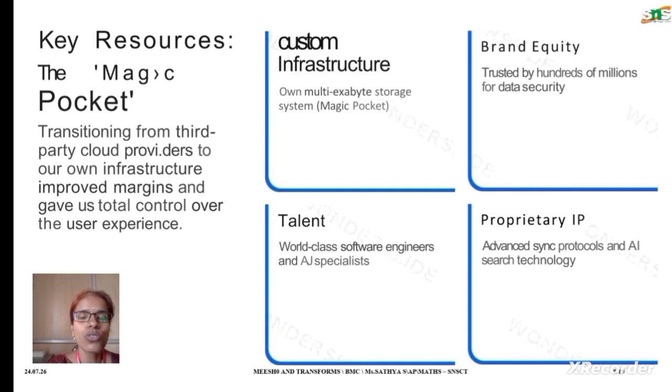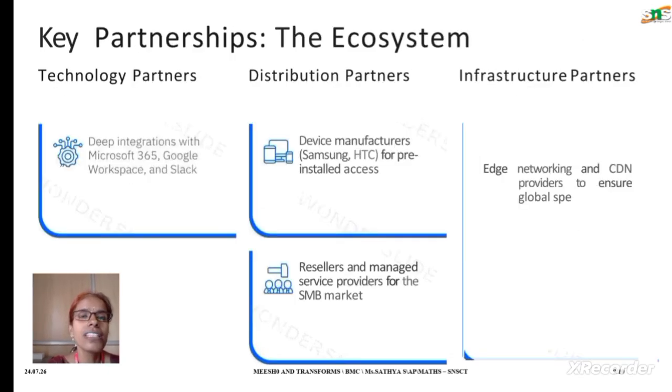Key resources: that is the magic pocket we are having. That is, transitioning from third-party cloud providers to our own infrastructure improved margins and gave us total control over the user experience. We will also have customer infrastructure, brand equity, and talent and proprietary IP. The next thing is key partnerships, the ecosystem: technology partners, distribution partners, and infrastructure partners. These are the partnerships we are having.